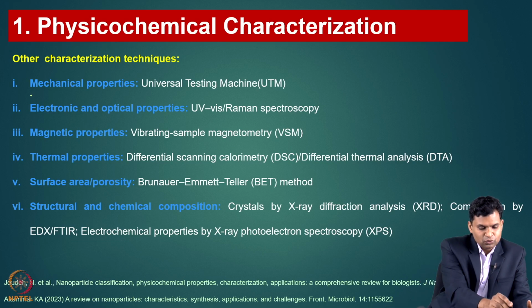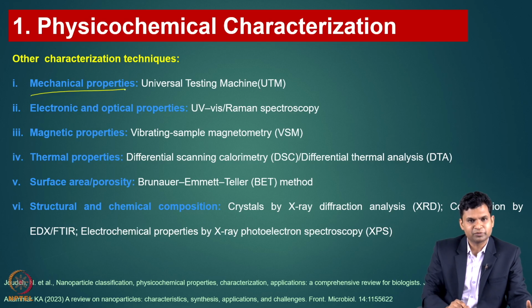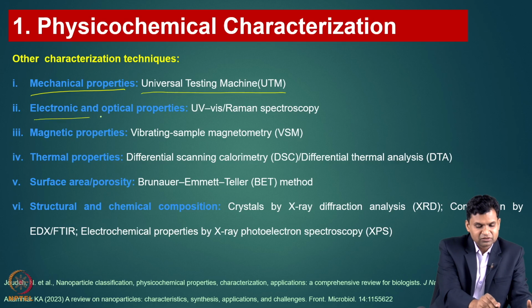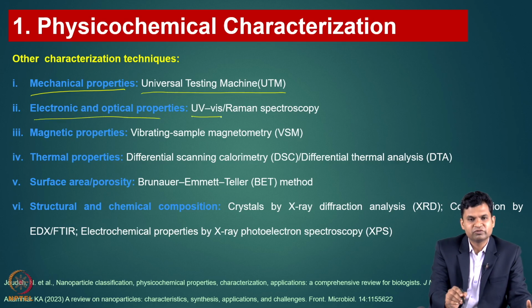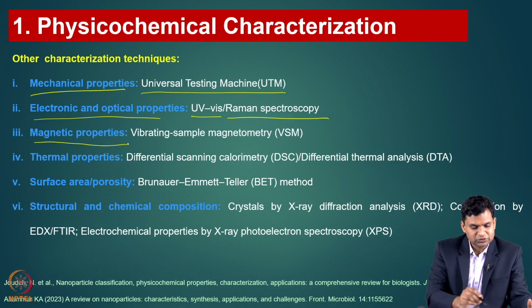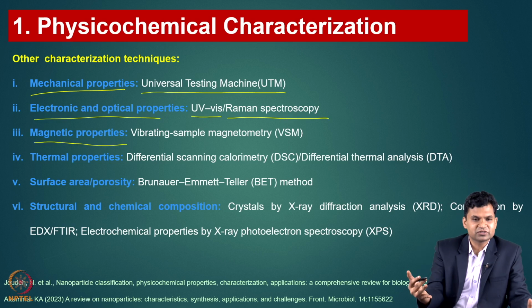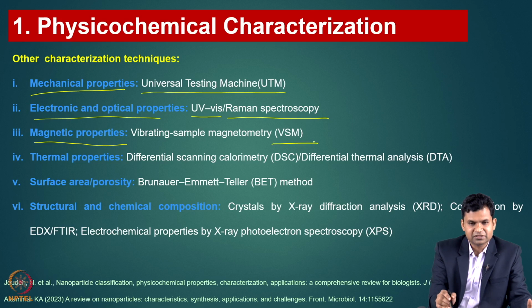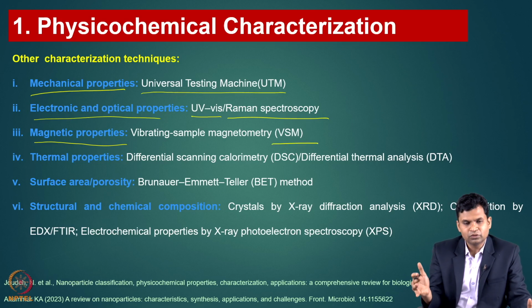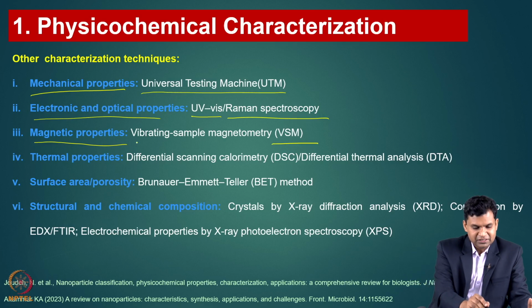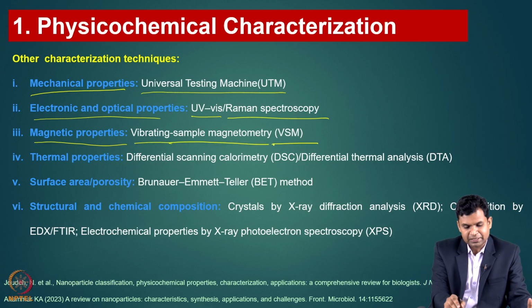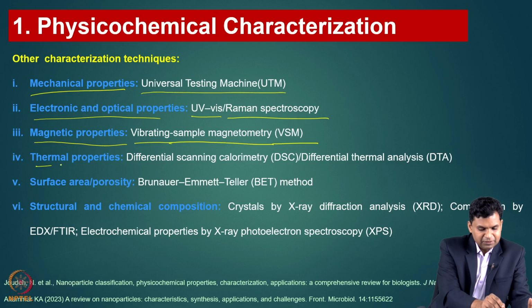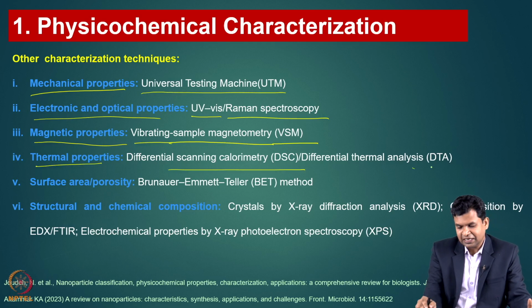For example, if you want to know the mechanical properties of your material, you can use universal testing machines, and if you want to know the electronic and optical properties, you can use UV-visible spectrophotometry and Raman spectroscopy. If you would like to know the magnetic properties of iron oxide nanoparticles, VSM, vibrating sample magnetometry, is a well-known and regularly used instrument. For thermal properties, you can use DSC and DTA.